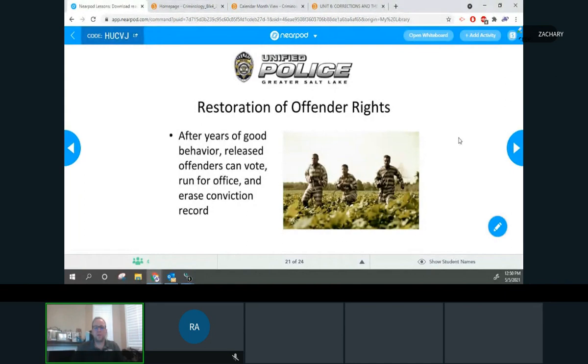Restoration of offender rights. Okay, after years of good behavior release, offenders can vote, run for office, and erase their criminal record. And so that's something with, we all do things wrong. I hope we all kind of think that, hey, we want maybe a second chance. And so same with prisoners, right? They want kind of that second chance in life if they can.